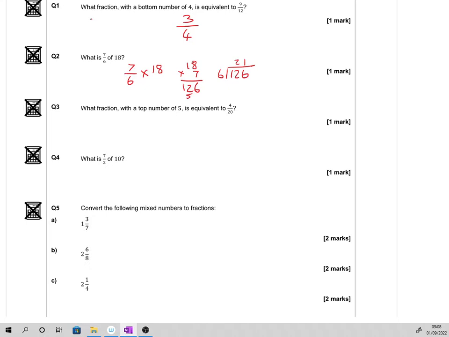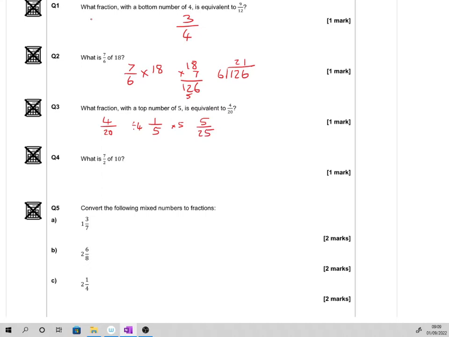What fraction with a top number of 5 is equivalent to 4 over 20? So we've got 4 over 20, and we want something with a top number of 5. So let's divide by 4. Divide by 4 to get 1 over 5. And now we'll multiply by 5 to get 5 over 25.